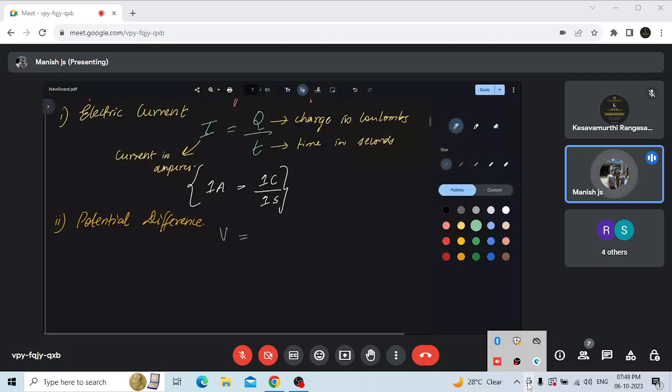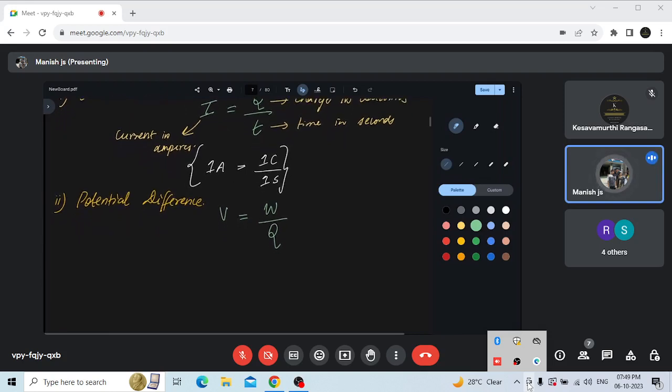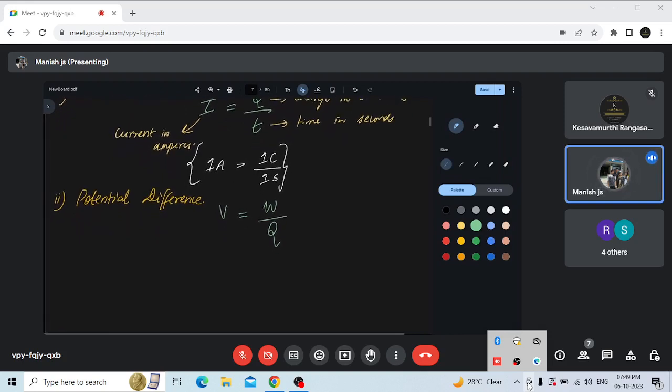V is equal to W upon Q. Okay, this is the formula for potential difference. So, what is potential difference? The work done in bringing a charge from infinity to a point, you call that potential difference. So, you are doing work. Okay, so this is the formula for potential difference.